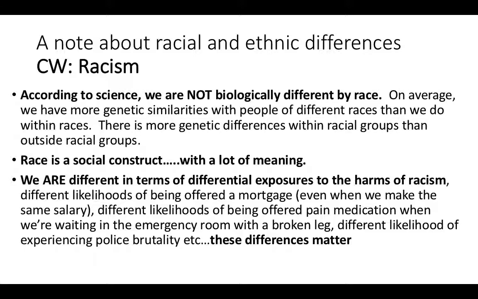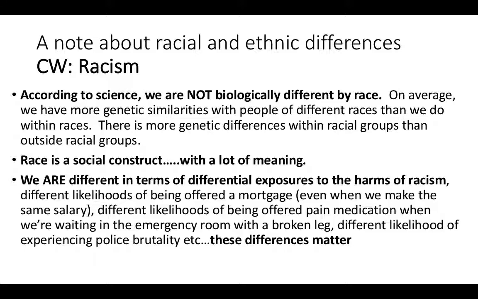However, race is what's called a social construct. So it's something human beings have created and made a lot of systems around. And it has a lot of meaning and a lot of impacts for people. So while I might not be in any way biologically or genetically different from a person of color, I'm exposed to much less of the harms of racism and the stress of racism. So this differential exposure to the harms of racism can have a lot of impacts on our realities, on our health, on our well-being.